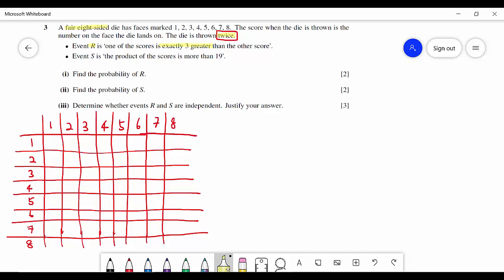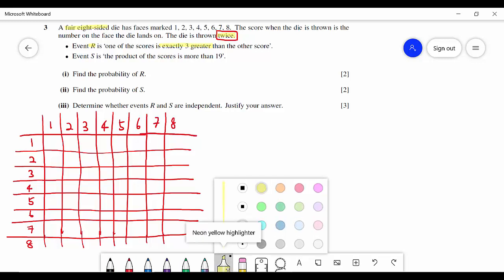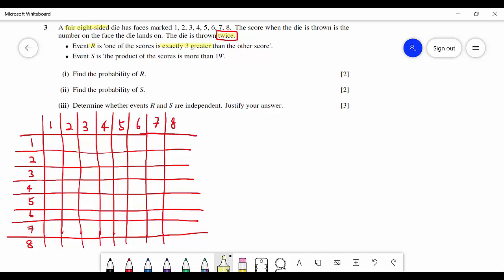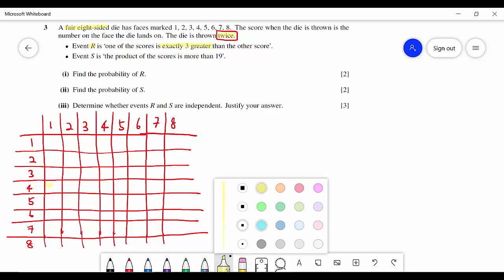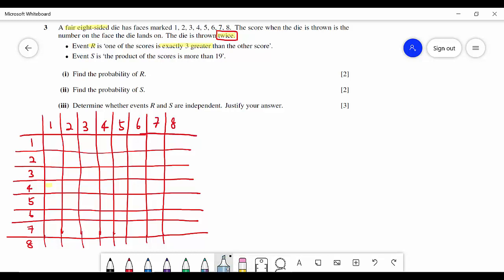By using some common sense, if I look at the first cell here, 1 and 1, 1 minus 1 gives 0. So the difference between one score and the other is not exactly 3. The possible answer will be here. Maybe I can use another color of highlighter so that you can see clearly. For this outcome, you have 4 minus 1, which equals 3, and it is exactly 3 greater than the other score. So one of the scores is exactly 3 greater than the other score.